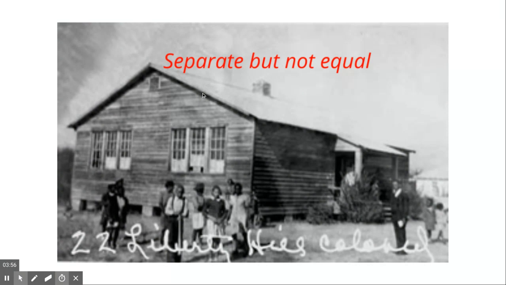Examples of separate but not equal: after this decision the Supreme Court made, states continuously separated the races but did not provide equal facilities.